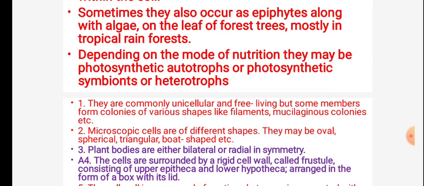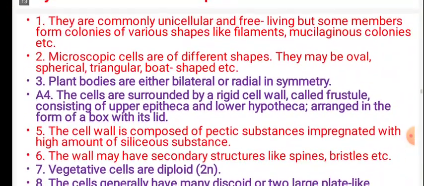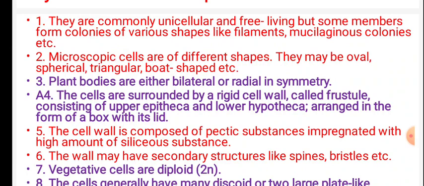Depending on the mode of nutrition, they may be photosynthetic autotrophs, photosynthetic symbionts or heterotrophs. They are commonly unicellular and free living, but some members form colonies of various shapes like filaments and mucilaginous colonies. The microscopic cells are of different shapes. They may be oval, spherical, triangular. So here you just have to remember the characteristics of the diatom.